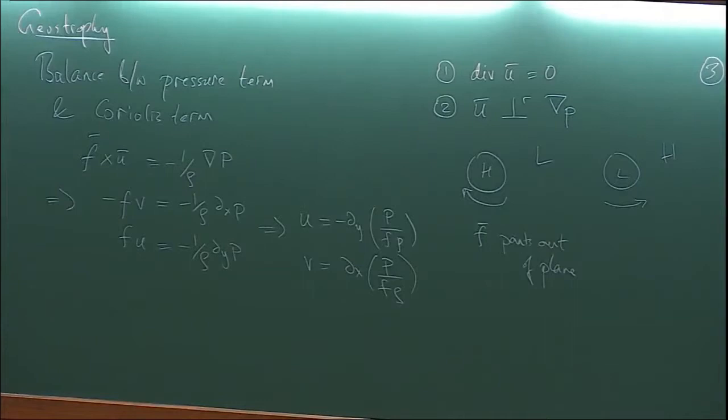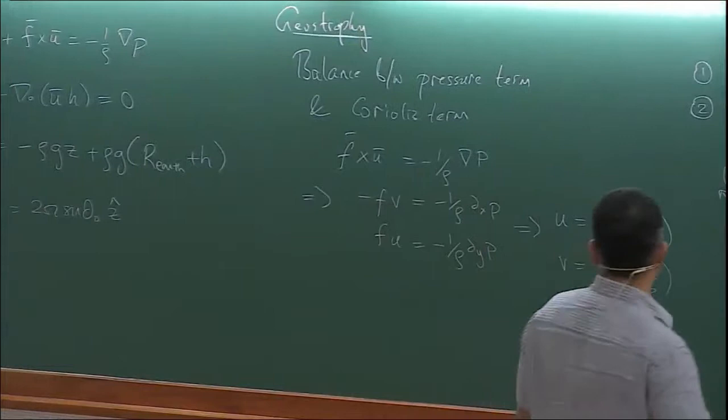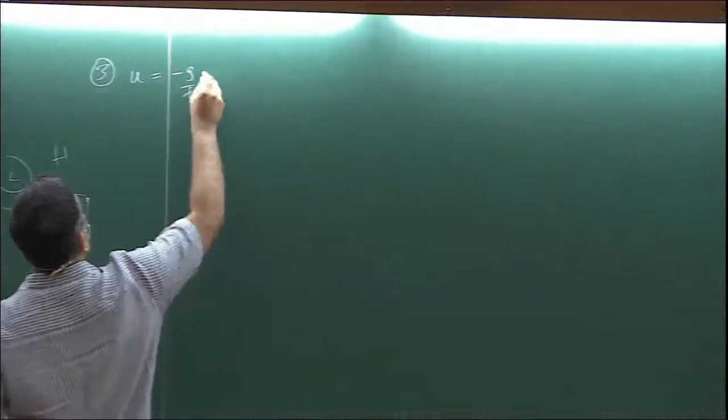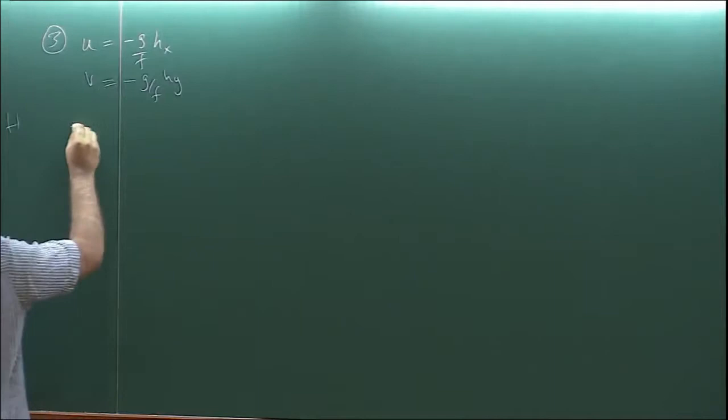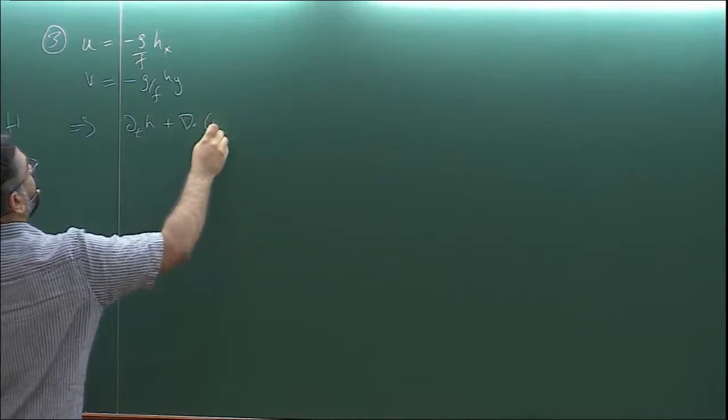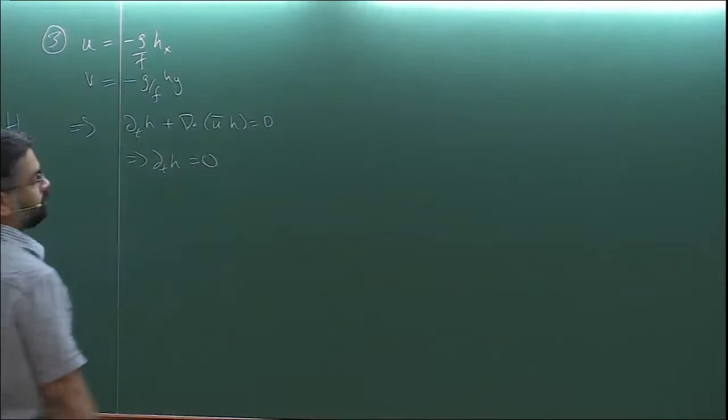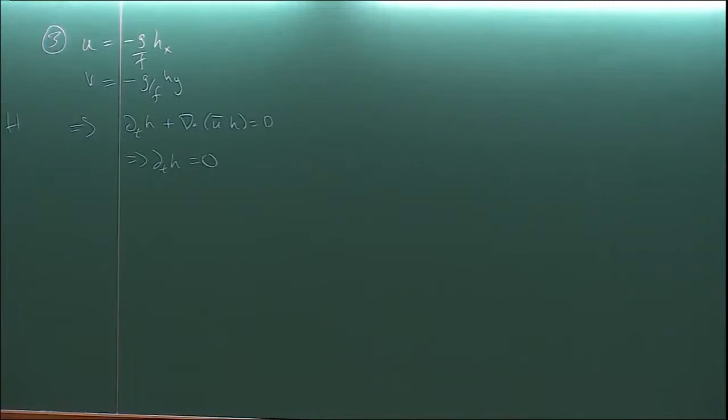Right? So I can obviously write u to be minus g over f h_x, v to be minus g over f h_y, since eta and h are related. And then this immediately implies, if you plug it in here, that you actually have a steady flow. So it must be steady. It's in geostrophic balance, and it is steady.